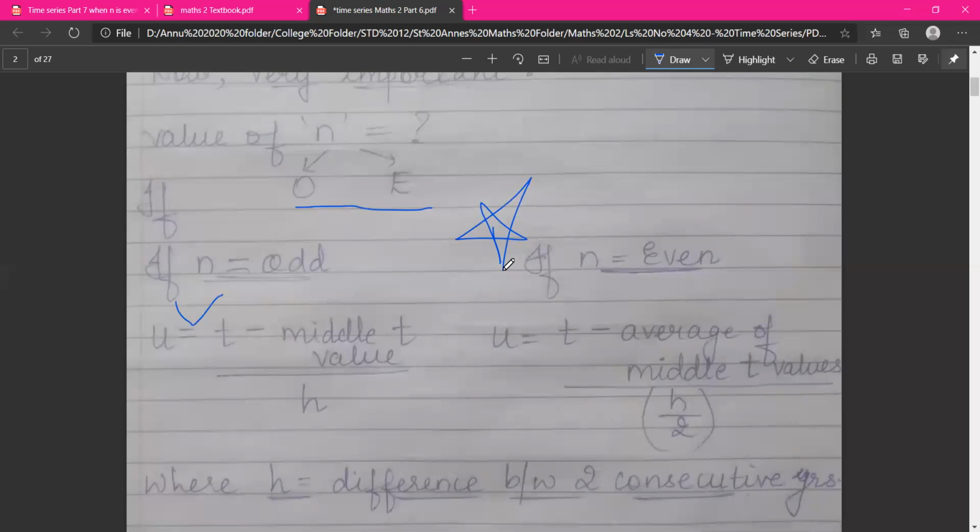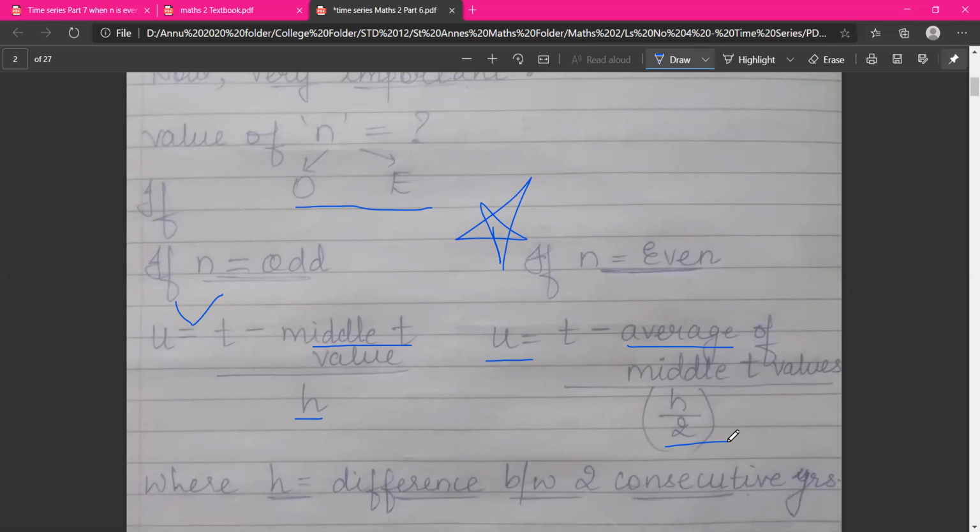So if you get even years, what is the procedure? So class, remember the procedure is slightly different. That means there is not much difference at all. The whole method is the same. Only the formula of u changes a little. So what is the formula of u now? It starts the same, with t minus, where the middle t value was, I have added the word average of middle t values, divided by, where there was h, there it becomes h upon 2.